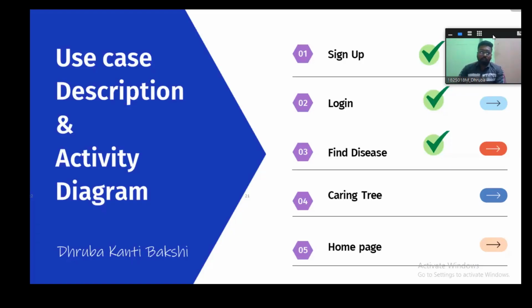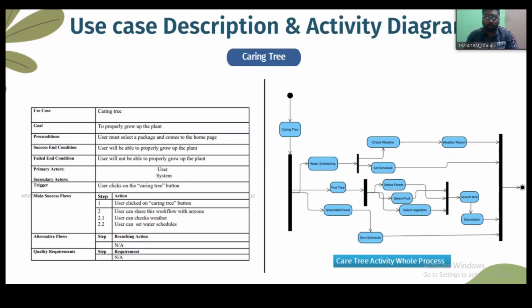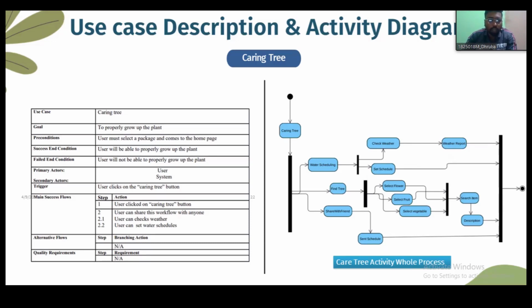So there is a use case description and activity diagram. Abdullah Alif already described find disease. So now I will describe caring trees. So, the use case description of caring trees. At first, the goal is to properly grow up the plant. Precondition: the user must select a package and come to the home page, and then the user will be able to properly grow up the plant, else the user will not be able to properly grow up the plant.